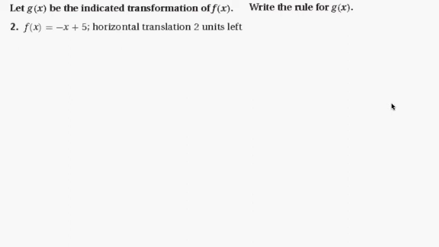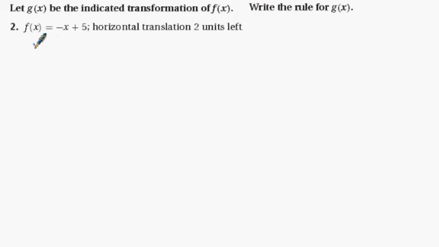In this particular problem, we are going to take an equation or a function, in this case f of x equals negative x plus 5, which by the way is represented by a picture. And what we want to do is to create a new equation or a new function which, if we were to graph that one, would move or create another line that is 2 units to the left of the original function. So they ask us to write the rule for g of x being the new line.